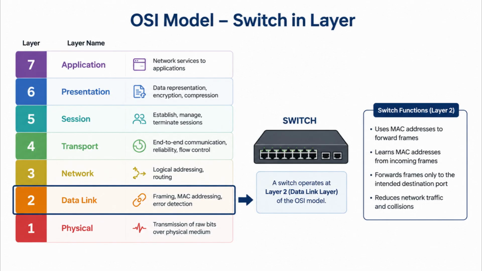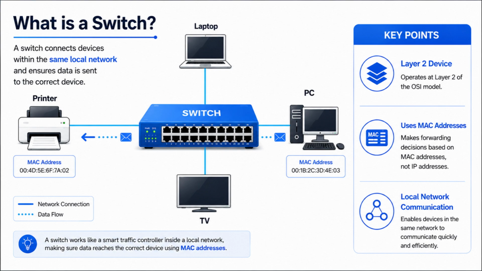A switch mainly works at layer 2, also known as the data link layer. To identify devices, it uses something called a MAC address. A MAC address is a unique hardware address assigned to every network device. The main job of a switch is simple. It receives data from one device and sends it only to the correct destination device.